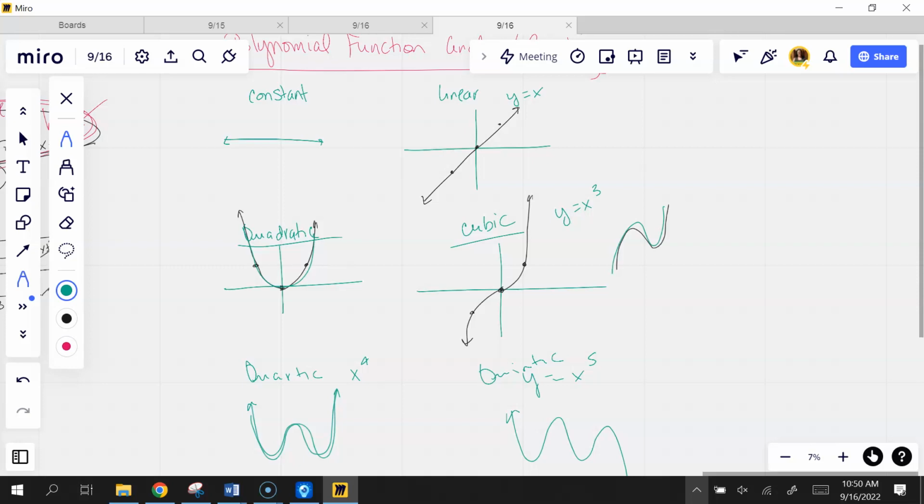All right, the ends are going in opposite directions. Do you see that? Then what happens when I add another onto my degree? They're going in the same direction. Then what happens when I add another?